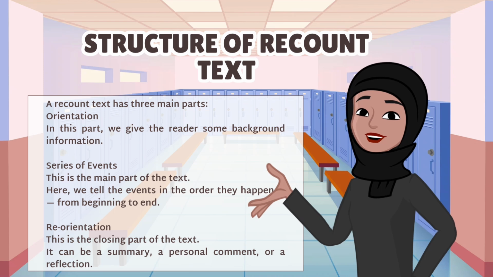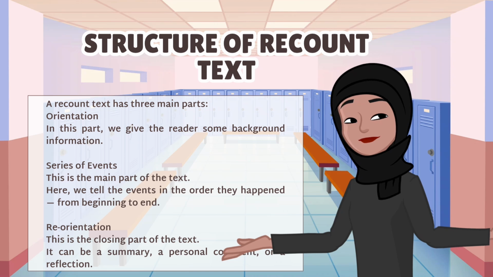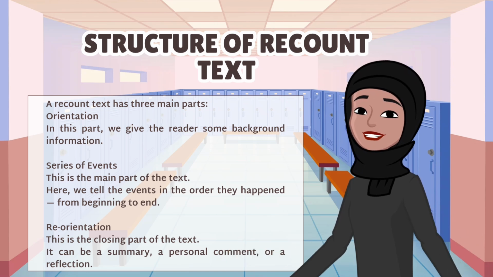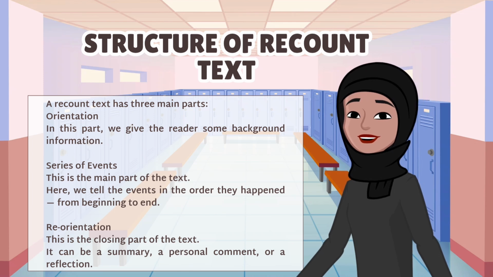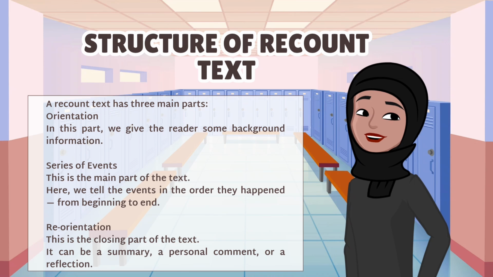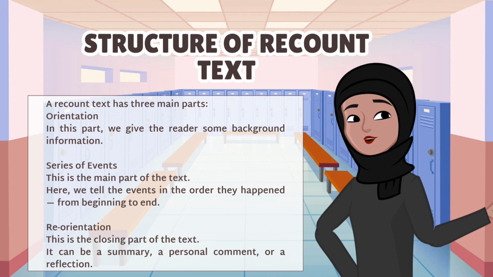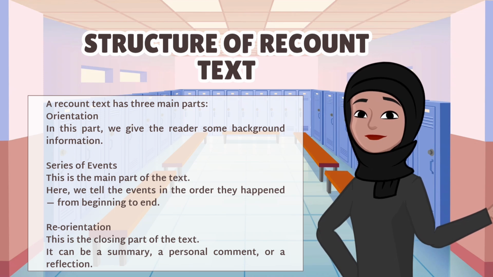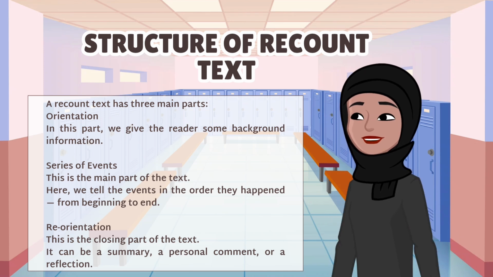The third, we have reorientation. This is the closing part of the text. In this part, the writer gives a personal comment, reflection, or summary of the experience. It helps to end the story in a meaningful way. We can write about how we feel about the experience, what we have learned, and a hope or suggestion for next time.